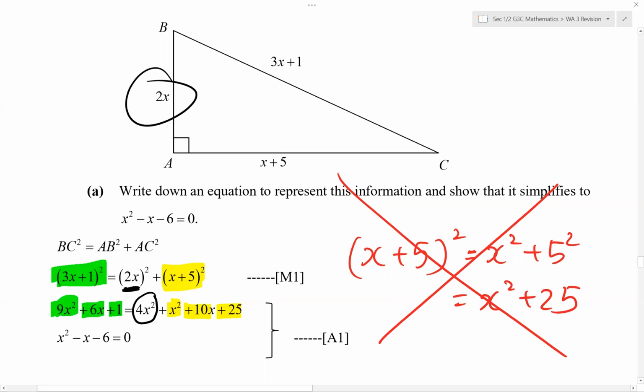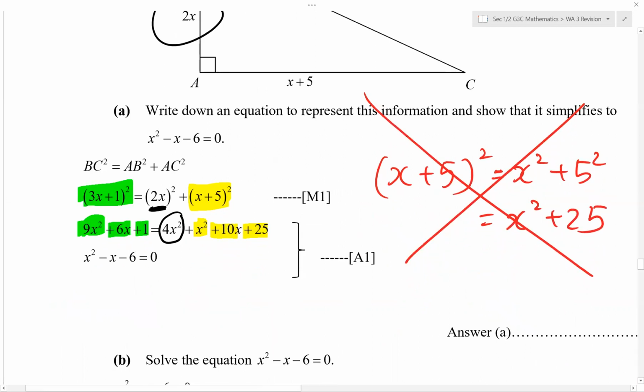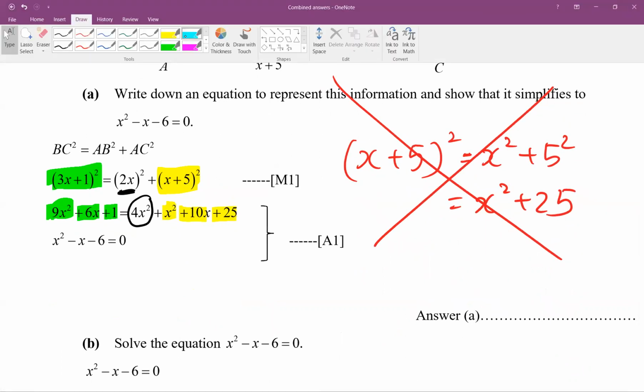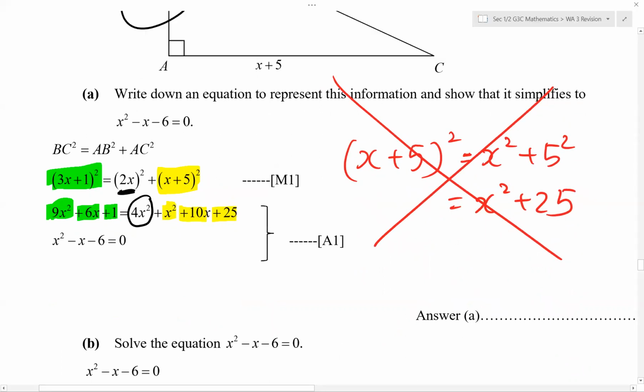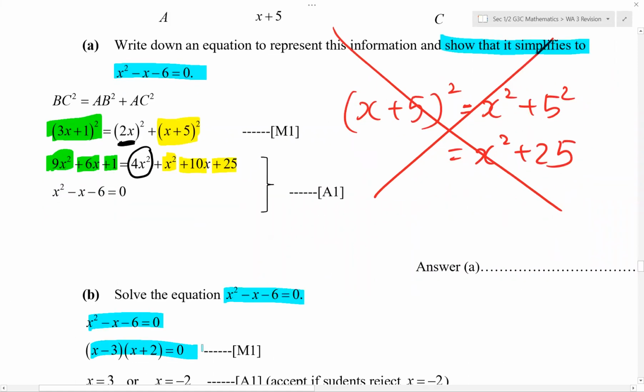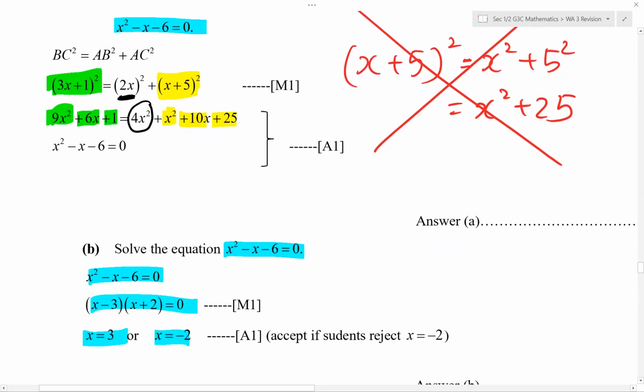So then from here, we end up with a quadratic equation again. x squared minus x minus 6 equals to 0. See, they tell you to show again. Show that it simplifies to this, because subsequently they will want you to use it again. Solve that equation. You can solve it already, ending up with 2 answers. And you are expected to reject x equals to -2, because x cannot be negative.